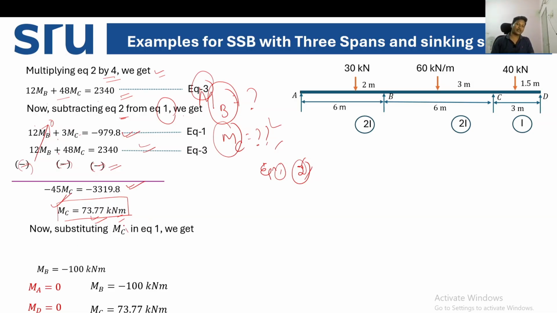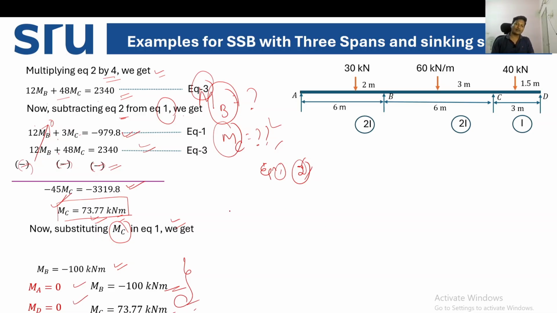Now substituting the MC value in equation 1, what do you get? MB is equal to minus 100 kilonewton meter. MA is 0 and MD is 0. MB is minus 100 kilonewton meter, and MC is 73.77 kilonewton meter. Now we have calculated all the end results. Now what is the time?